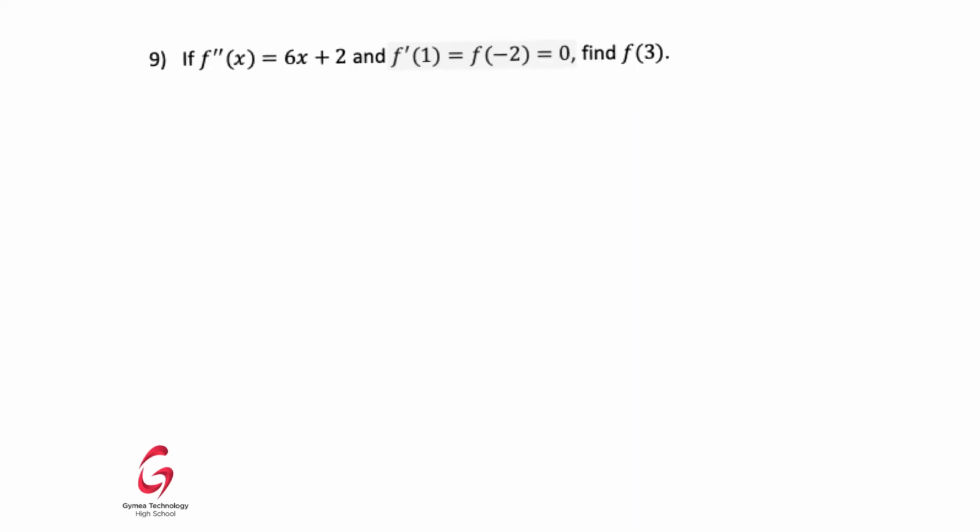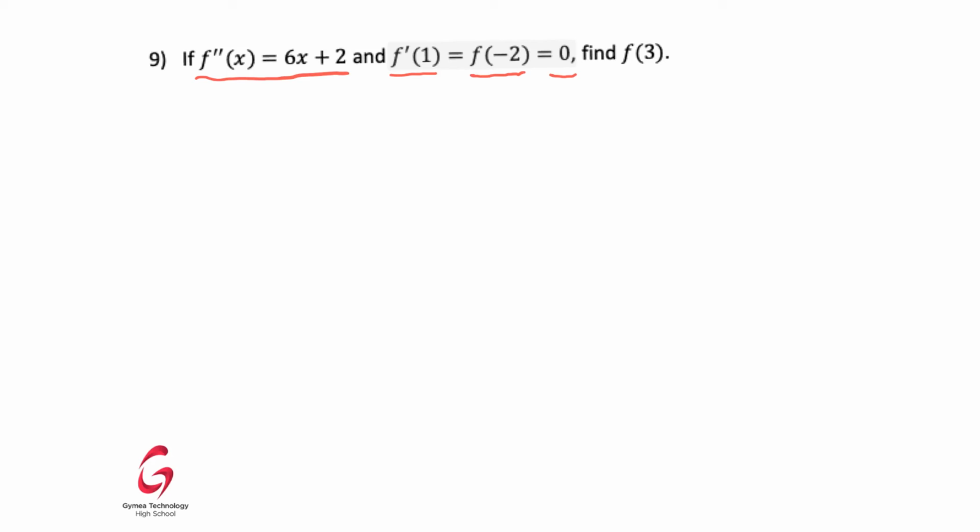Okay, question 9. And there's a little bit to digest in the start of this one. So it says we've got the second derivative being 6x plus 2. And then this is a little bit of a tricky part. It says when the first derivative is substituted in for the value of 1, and for when the original function is substituted in for the value of 2, they both are equal to 0. All right, so it's two kind of statements written together as one.